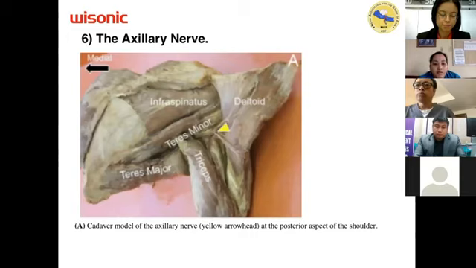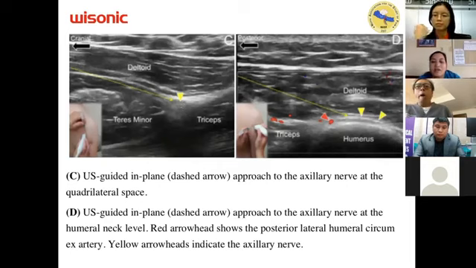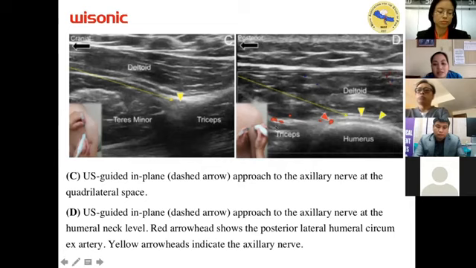So now we'll be talking about the axillary nerve. This is the cadaveric model where we can see the axillary nerve at the posterior aspect of the shoulder. The axillary nerve supplies sensory innervation to the inferior and posterior part of the capsule of the glenohumeral joint. So if you want to control the pain in that area, you can do an axillary nerve block. This is an ultrasound-guided in-plane approach to the axillary nerve at the quadrilateral space. This is how we do it. And this is the ultrasound-guided in-plane approach of the axillary nerve at the level of the humeral neck. You identify the posterior circumflex humeral artery, and then you inject around it.